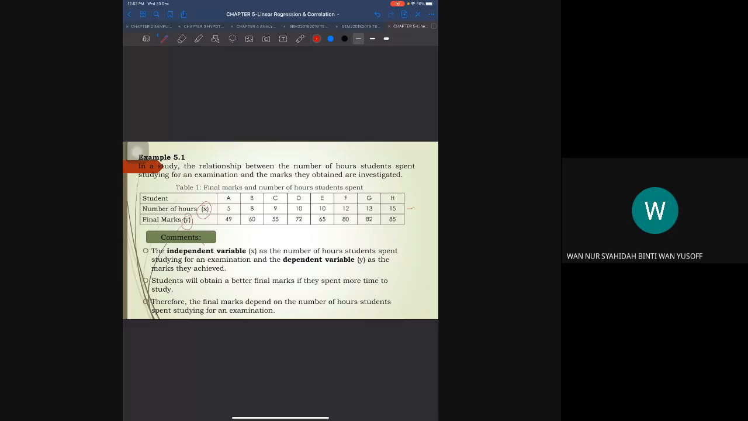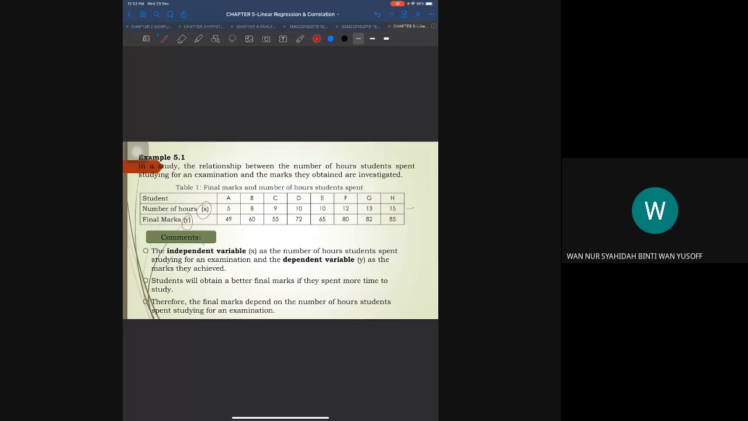How we identify which one is X and Y depends on the question itself, and sometimes it depends on common sense, which is based on our experience. Which variable should depend on which variable?